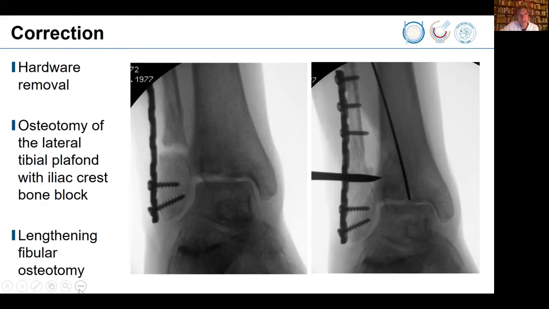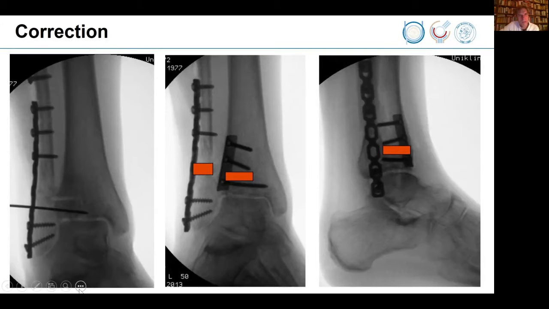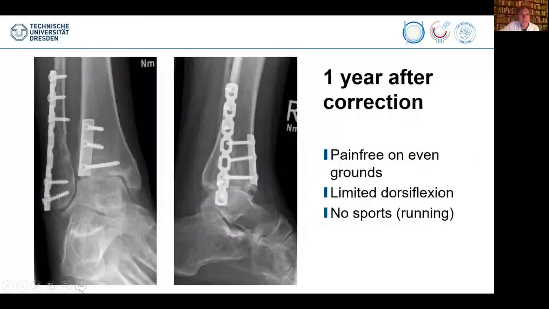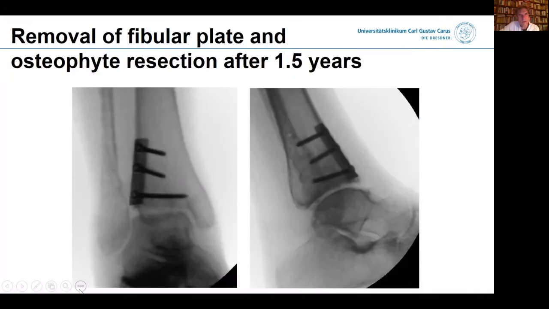So we did an osteotomy of the lateral tibial plafond through the fibula, and we shifted the fibula and that anterolateral fragment down, put some bone graft in both of these osteotomies, and we buttressed the anterior plafond with a buttress plate, with an anterolateral plate. This is the patient 1 year later. She's not absolutely pain-free, but she can walk on even grounds without pain, has some limited dorsiflexion, doesn't do sports.